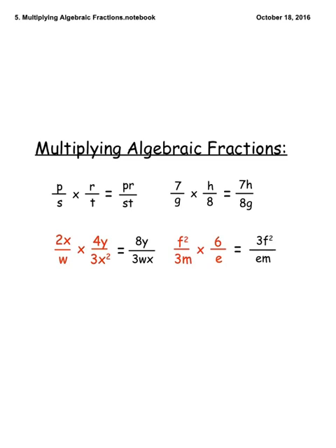Okay, so your answers are, for the first question, PR over ST. For the second question, 7H over 8G. For the third question, 8y over 3wx, and for the last question, 3f squared over em.